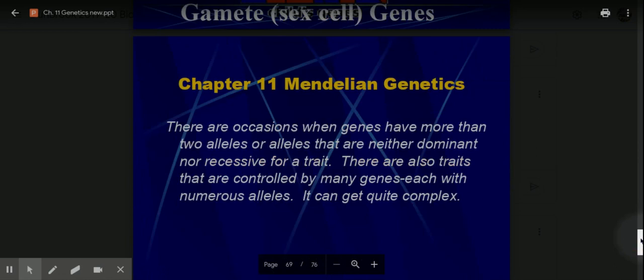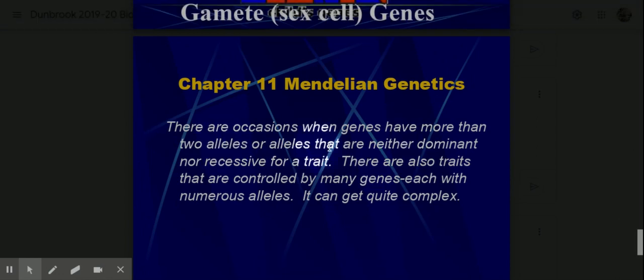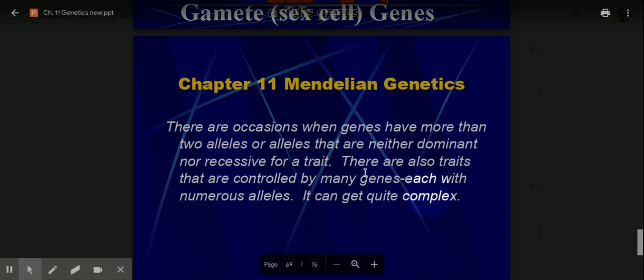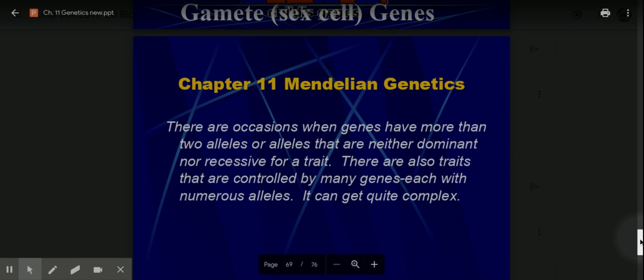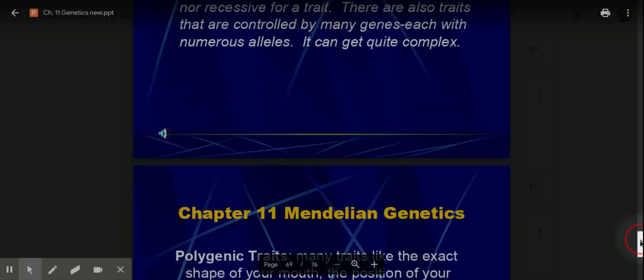But there are occasions when genes have more than two alleles, so think of more than just two flavors, or alleles that are not dominant or recessive for a trait. So they're kind of co-equal, or they're equal strengths to each other. There are also traits that are controlled by many genes, each with numerous alleles. So not only are we talking about many, many flavors, we're talking about different genes, each with many flavors or varieties that can lead to a certain trait. This can get very, very complicated. Mendel did not deal with any of this stuff. This was after Mendel, so this is post-Mendelian genetic stuff. After Mendel's work, he didn't realize all this.